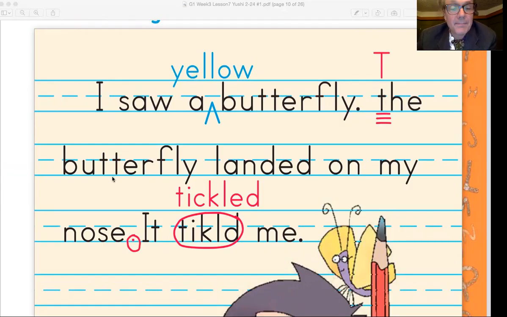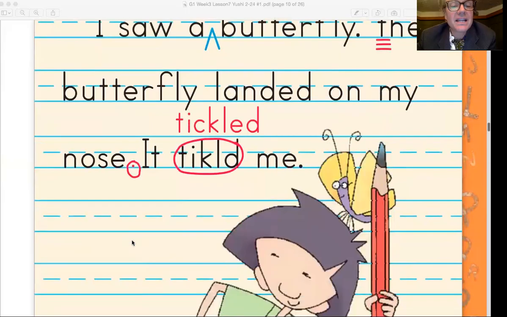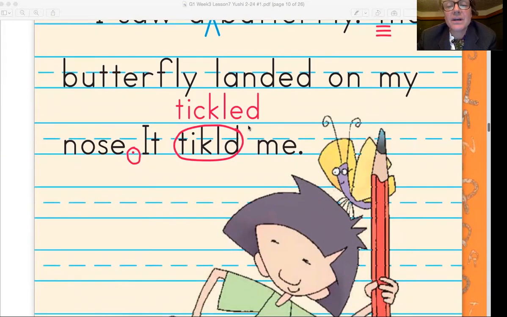The butterfly landed on my nose. Oh, look. She had to put a period there. That's the end of that sentence. And then the next letter is capital. Good. It tickled me. Oh, she checked that word tickled and it was spelled wrong. And then she made it right. She wrote in the proper spelling for tickled. And then she put a period right there.